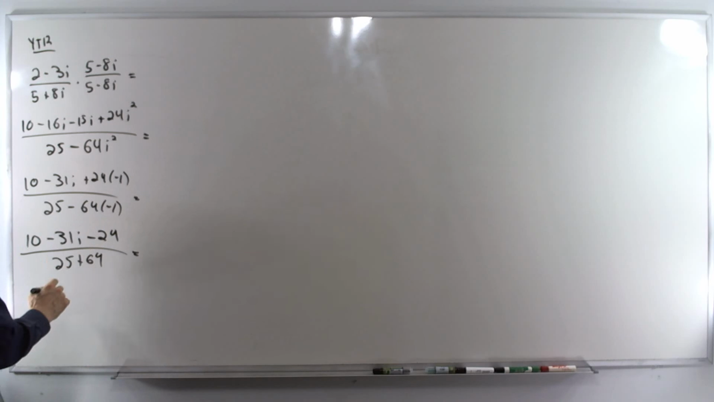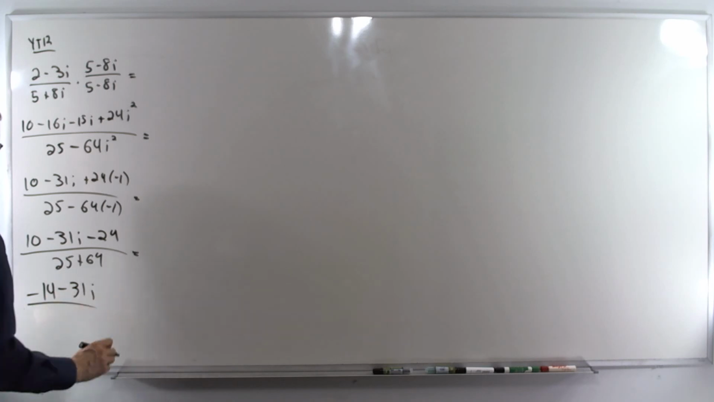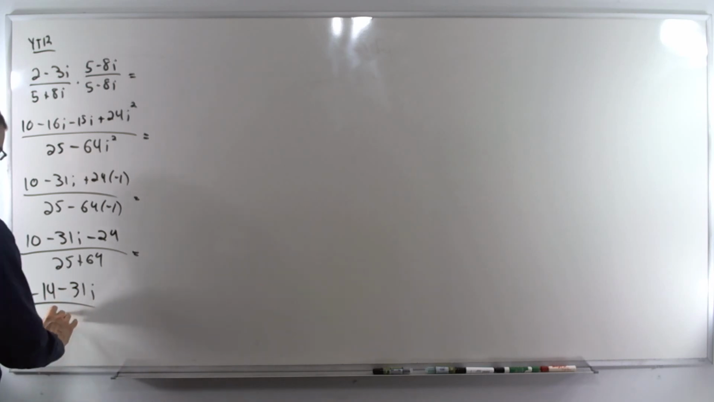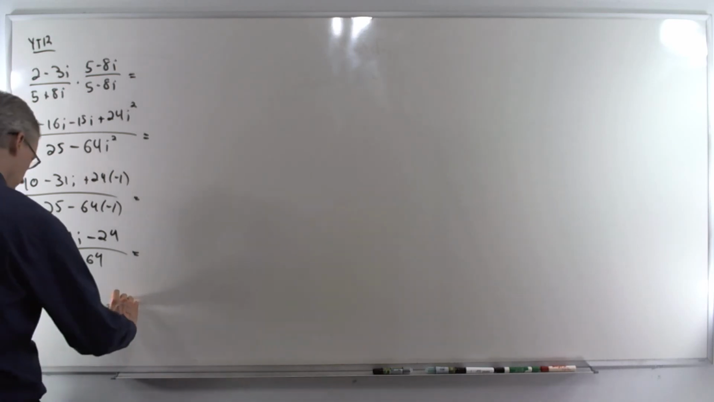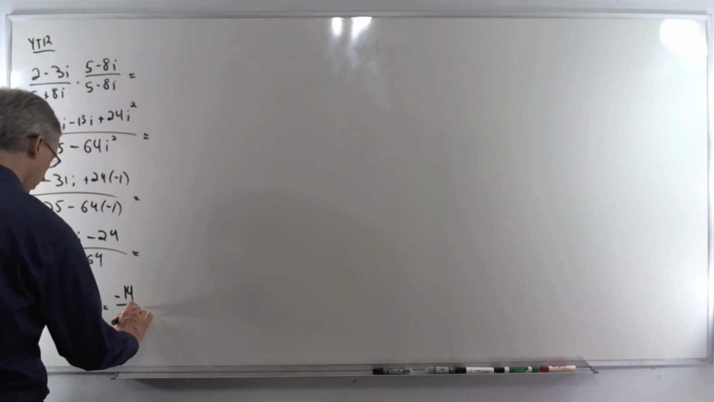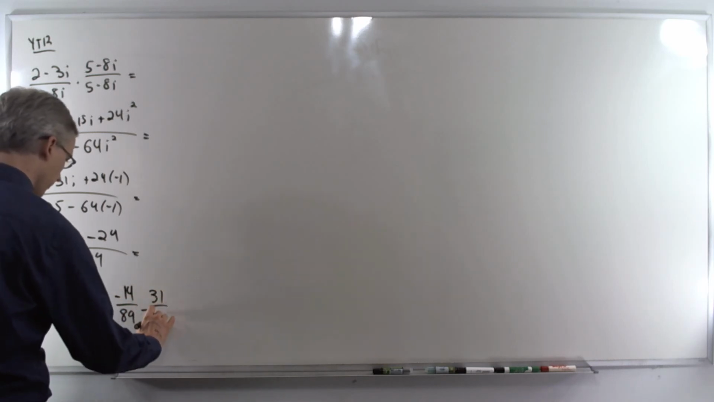And 10 minus 24 is negative 14, minus 31i over 89. Now we can split this up into negative 14 over 89 minus 31 over 89i.